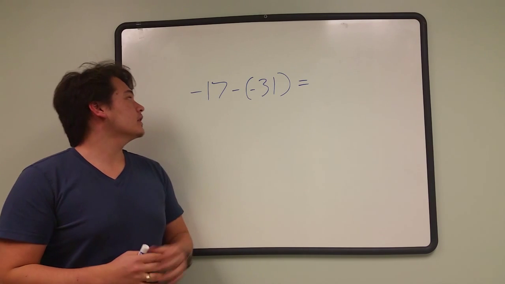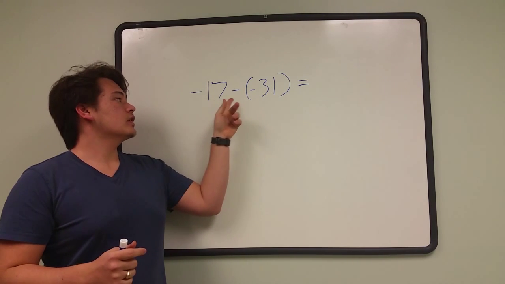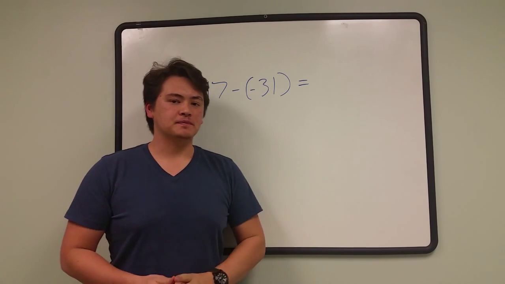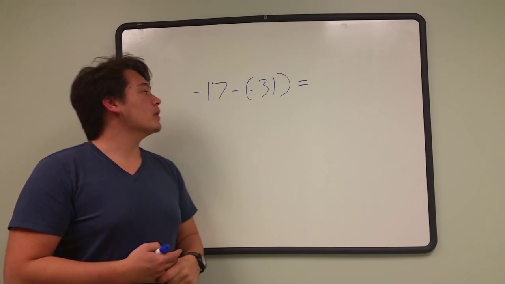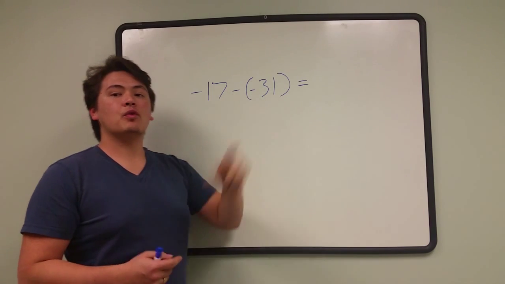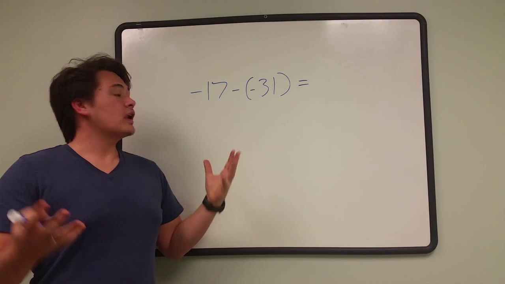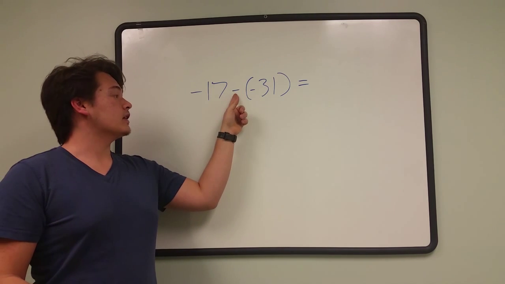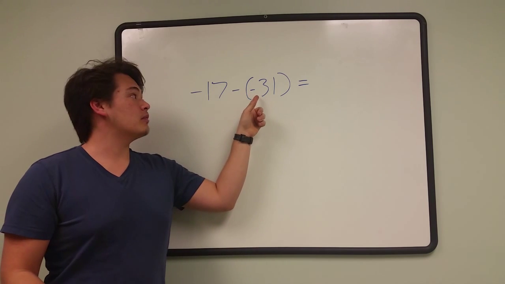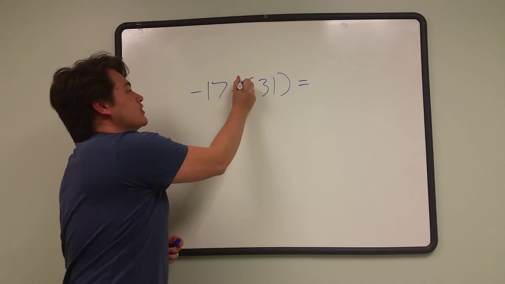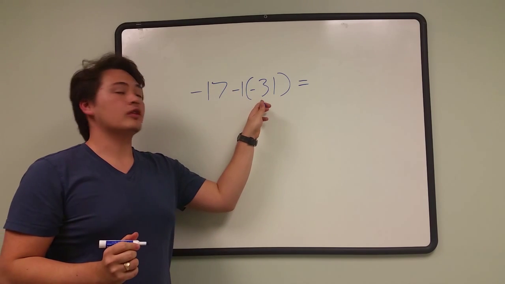This question is asking, negative 17 minus negative 31 is equal to what? When I'm starting this problem, what I'm first going to look at is this negative 31. I'm going to take this negative and multiply it by this negative 31, because technically, there is an imaginary negative 1 on the outside of the parentheses.